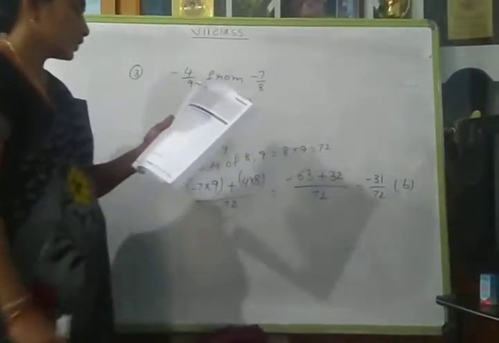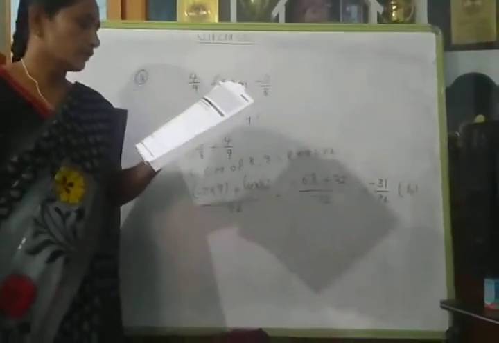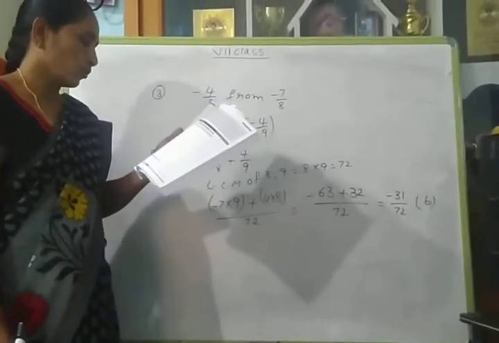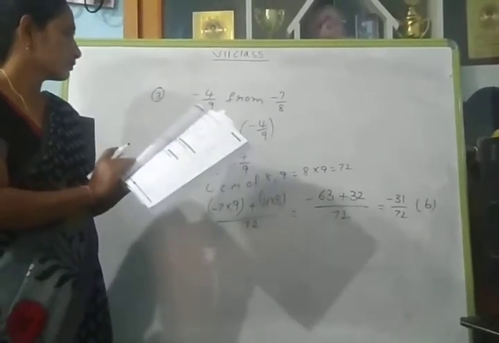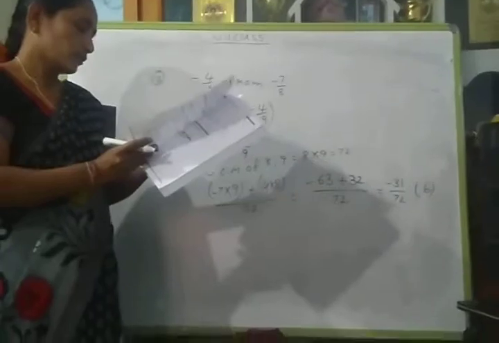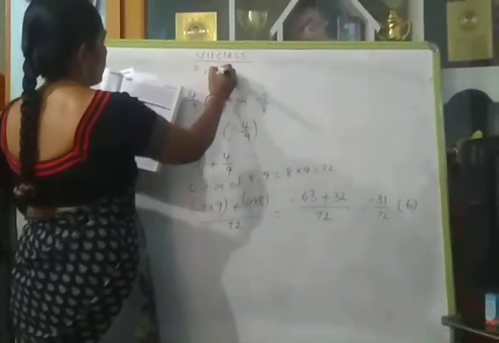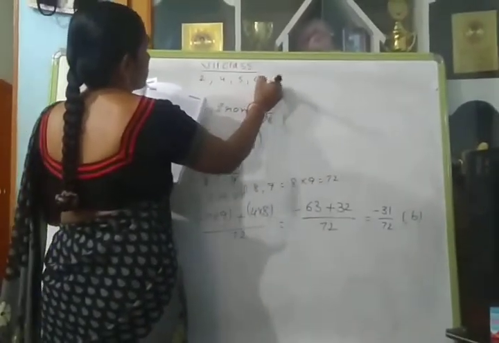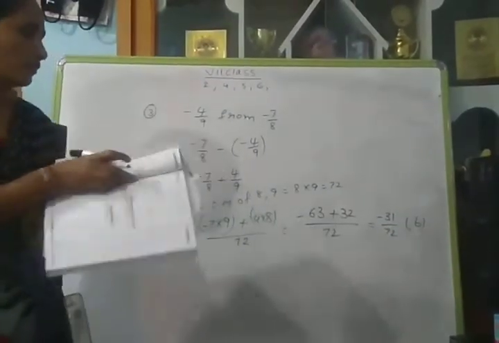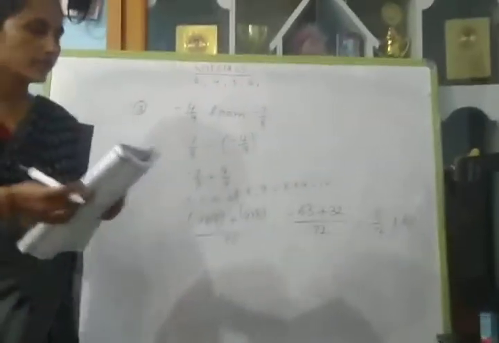Third one option B. Next fourth one, fifth one same. You can do homework. Sixth one also you can do homework, multiplication. So homework problems 2, 4, 5, 6. Now look at seventh one.